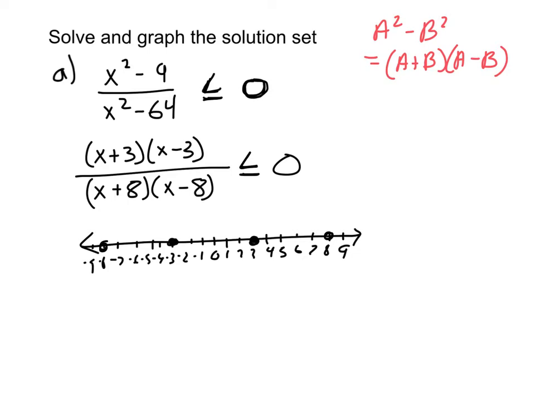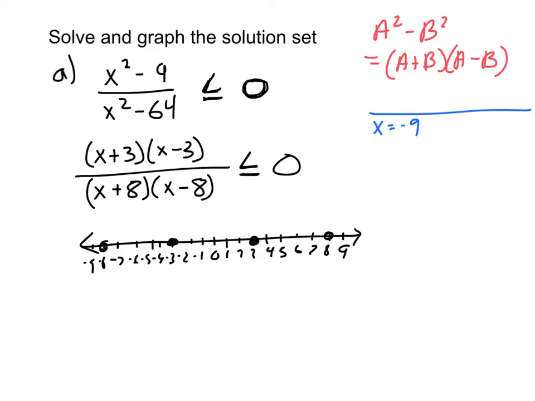Alright, so now I have the same sort of test points. I'm going to be using test points the same way I did with polynomials, so I'm going to test in all the different areas. I'm going to test if we plug in some number that's less than negative 8, is this positive or negative? Then some number between negative 8 and negative 3, between negative 3 and 3, 3 and 8, and then greater than 8. So I'm going to do a lot of test points here. But first, let's go ahead and test x equals negative 9.